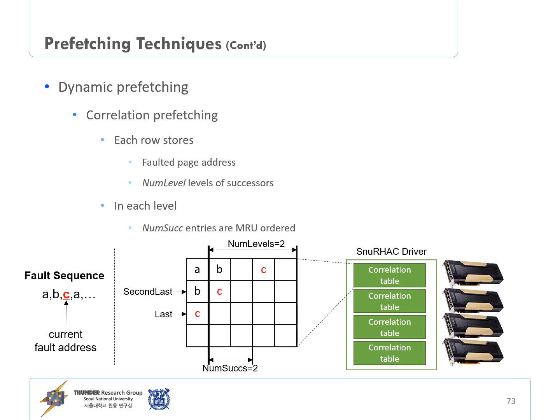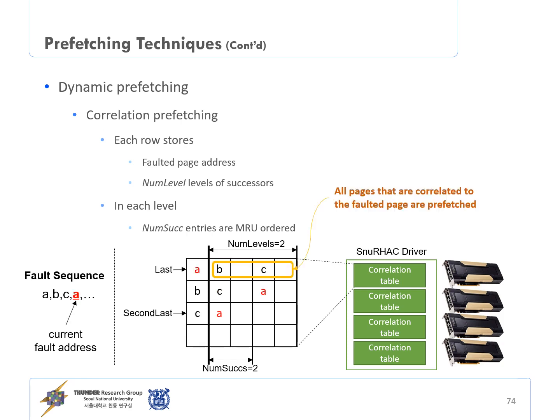The figure shows how correlation prefetching works. Each row of the correlation table stores a faulted page address and num_levels of successors. In each level, the num_suc entries are MRU ordered from left to right. It also keeps num_levels pointers to the table. These pointers point to the entries for the address of the last fault, the second last fault, and so on. The table shows a snapshot when a page fault has occurred in C.